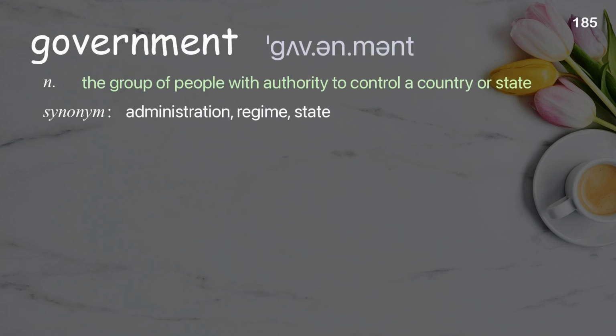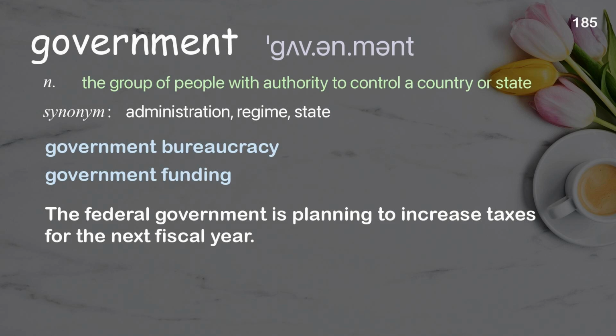Government. The group of people with authority to control a country or state. Examples: government bureaucracy. Government funding. The federal government is planning to increase taxes for the next fiscal year.